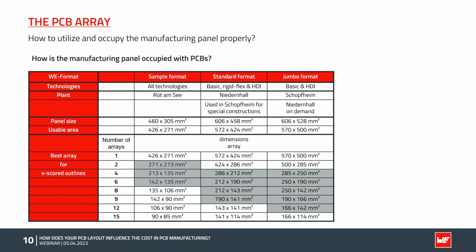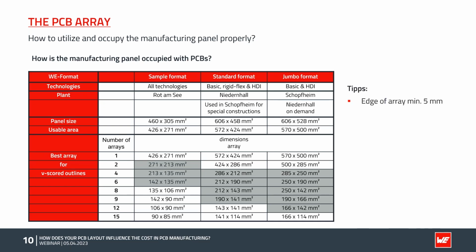On the bottom of this table, you see basically assumptions. If you know how many arrays you will need or what the array size would be, you can assume when you do the V-scoring, how big would be the optimal arrays to get the maximum out of our production panel. There are some tips behind.